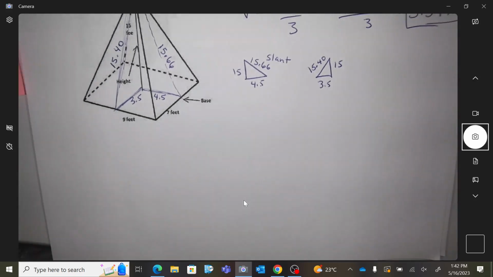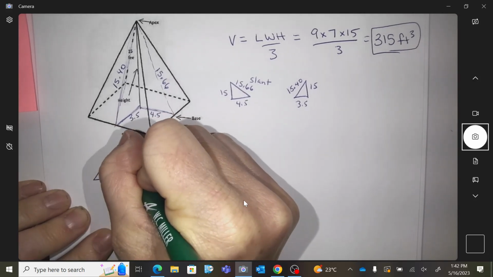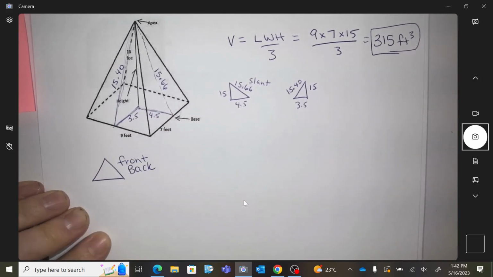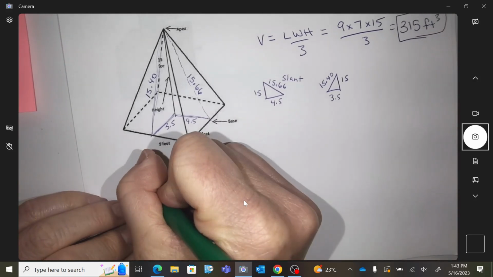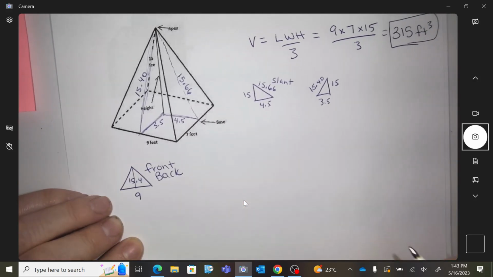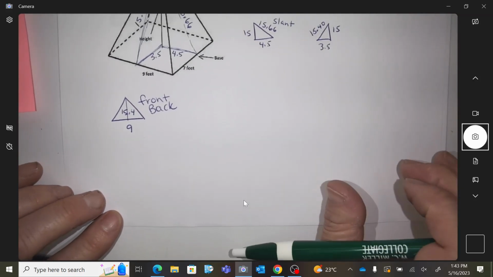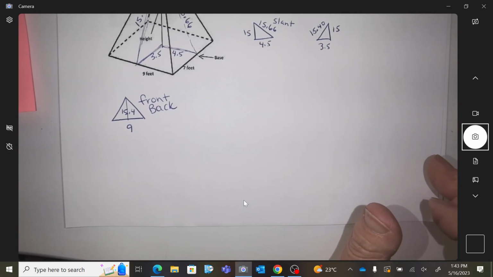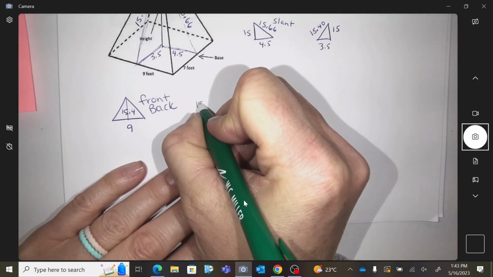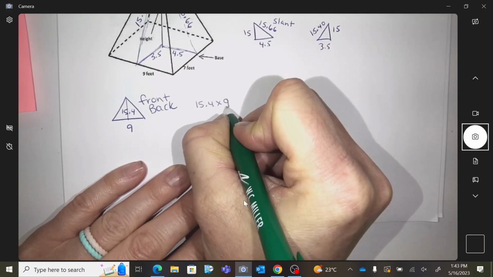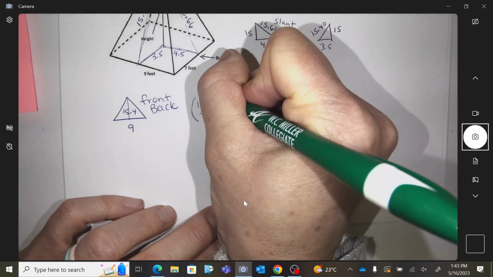Okay, so here we go. The one triangle in the front back. I'm going to separate these, the front back. So this is 15.4 by 9. 15.4 is the height of that front triangle, and 9 is the bottom of that right triangle. So the formula for a triangle is base times height over 2. That's the formula for a triangle.